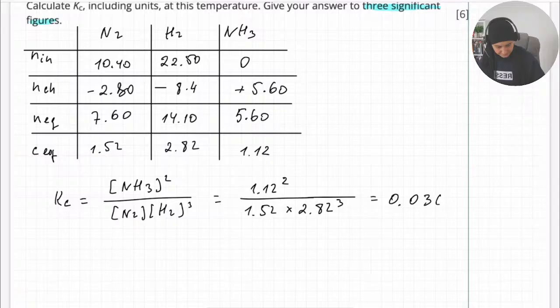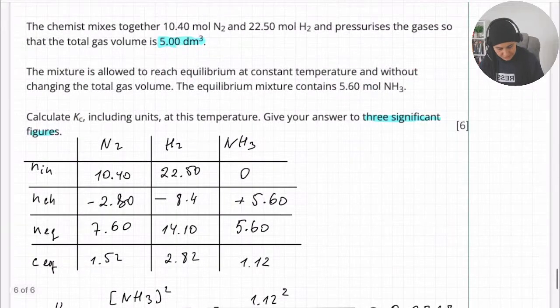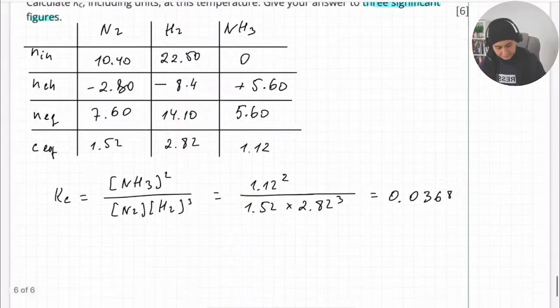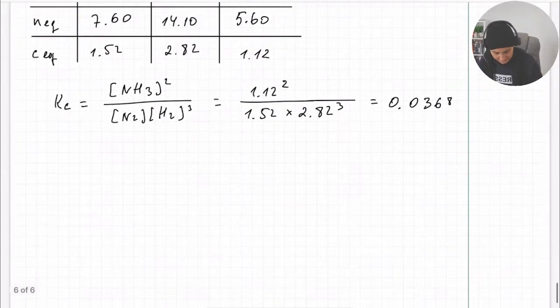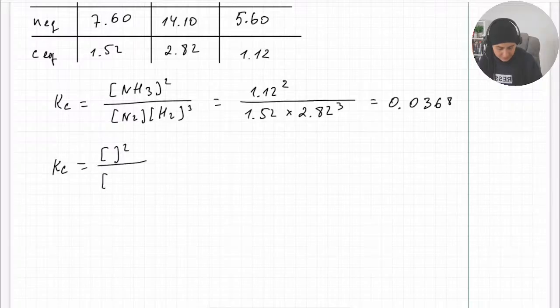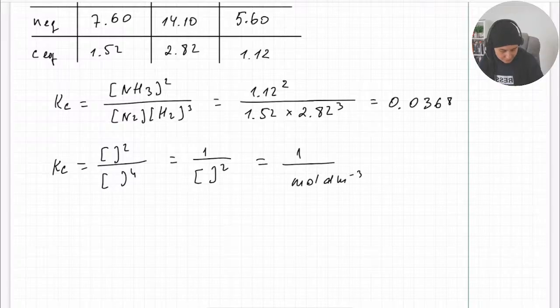0.0368. I will keep my answer to 3 significant figures because I have 4 significant, but then 3 and 3, right? So I keep it to the lowest number of significant figures, so to 3. And now the units. Okay, let's think about the units. So for Kc, what do we have? We have concentration squared at the top and concentration to the power of 4 at the bottom. Now you cancel out, so 4 minus 2, so it's 1 over concentration squared, and that is 1 divided by mole per cubic decimeter, squared.